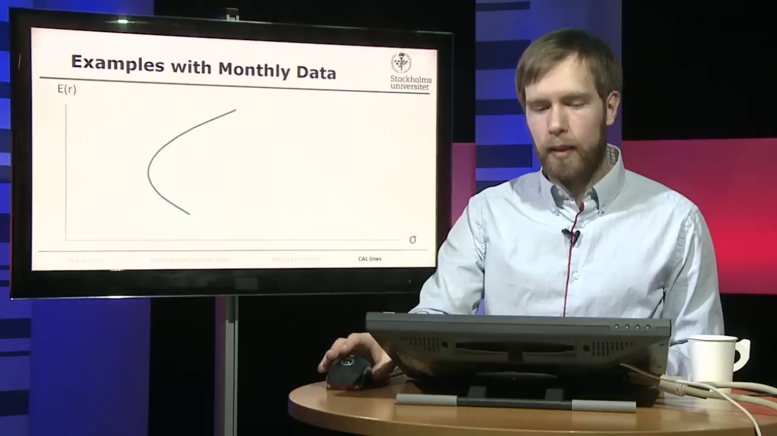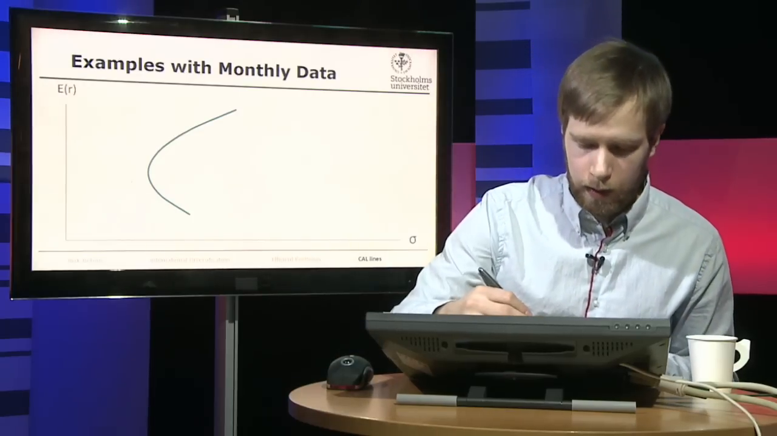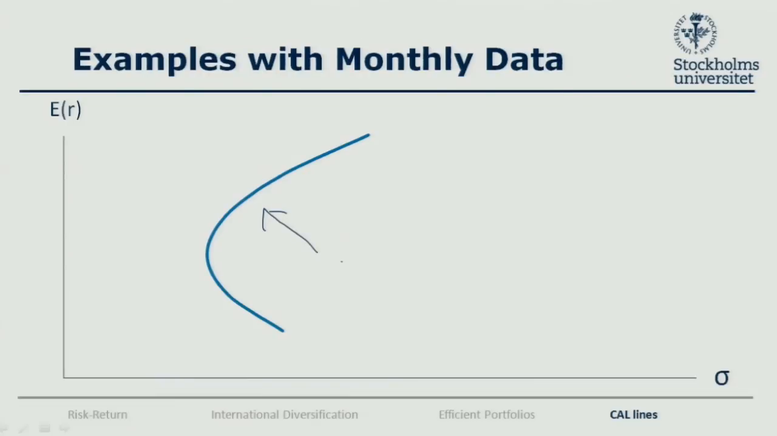So not all of these are efficient, but again, this is called the minimum variance frontier. It's good to know what it's called. So that's all of this, not just the upper part as it appears now.